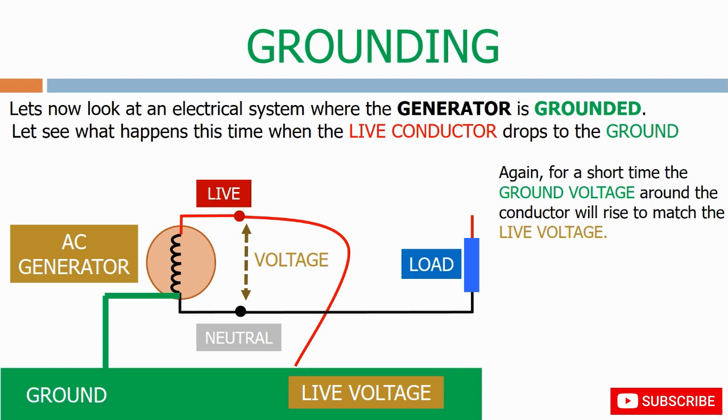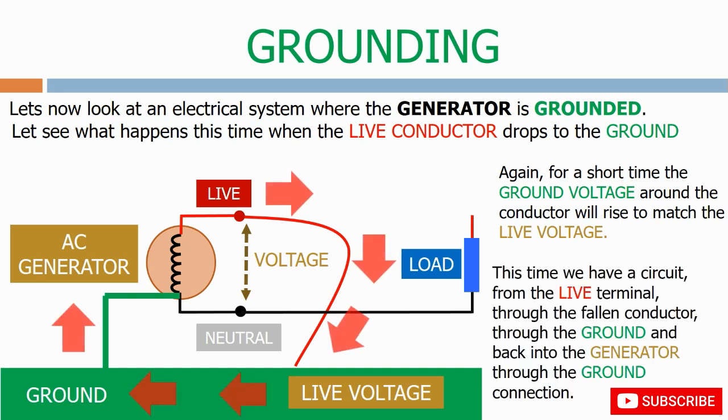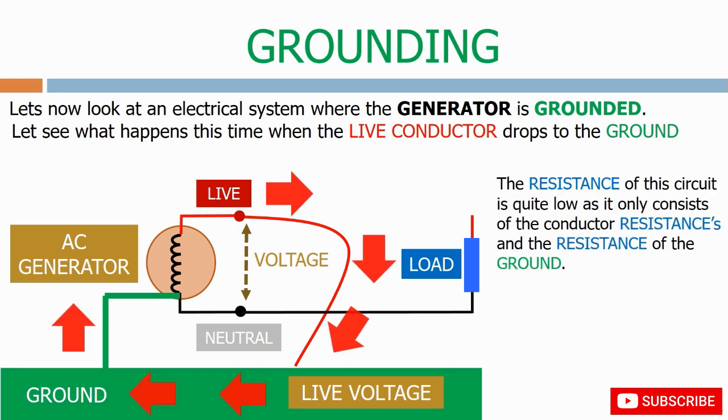Again, for a short time, the ground voltage around the conductor will rise to match the live voltage. This time we have a circuit, from the live terminal, through the fallen conductor, through the ground, and back into the generator through the ground connection. The resistance of this circuit is quite low, as it only consists of the conductor resistances and the resistance of the ground.